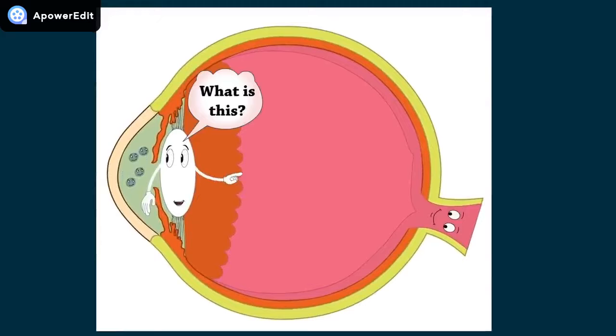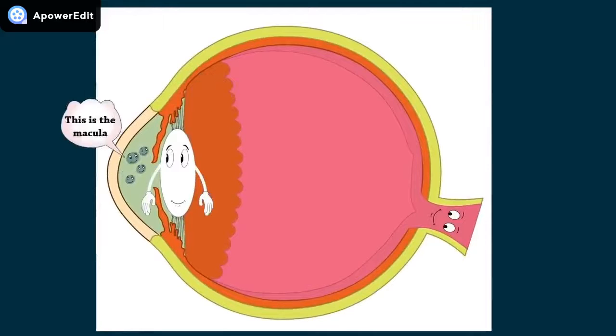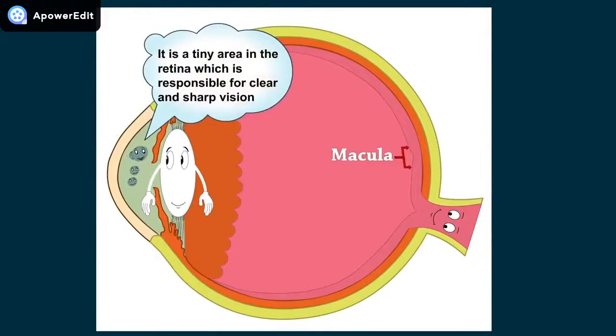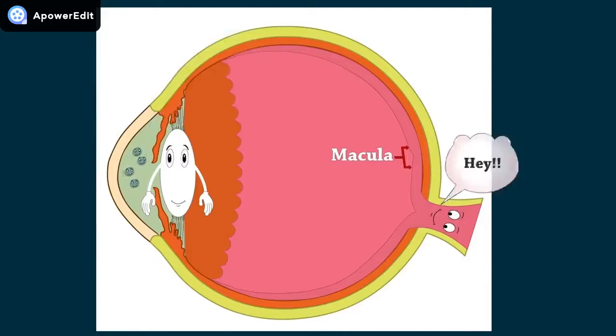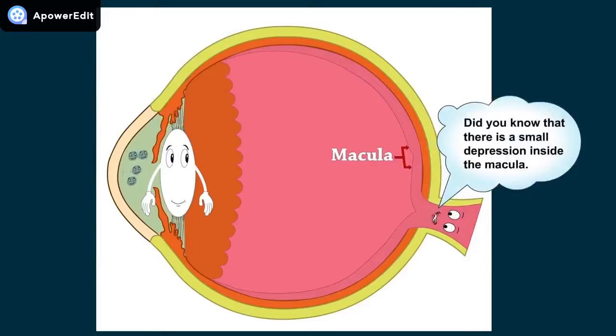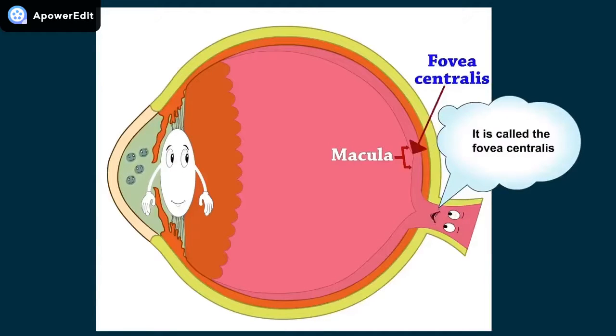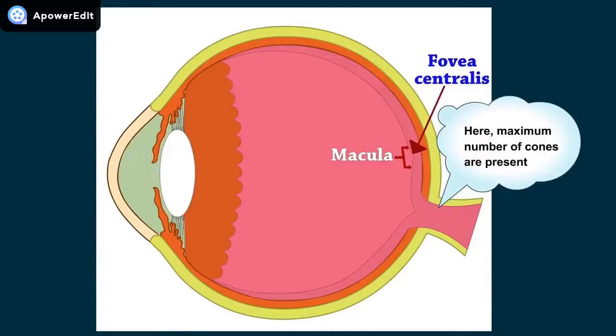What is this? This is the macula. It is a tiny area in the retina which is responsible for clear and sharp vision. Did you know that there's a small depression inside the macula? It is called the fovea centralis. Here, the maximum number of cones are present.